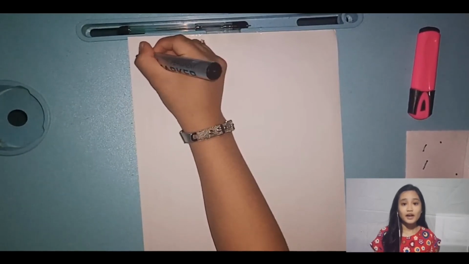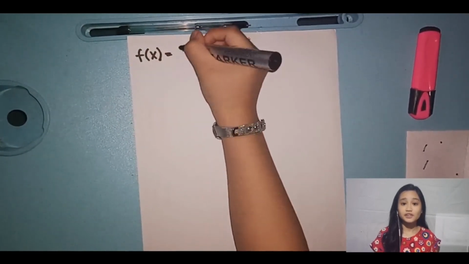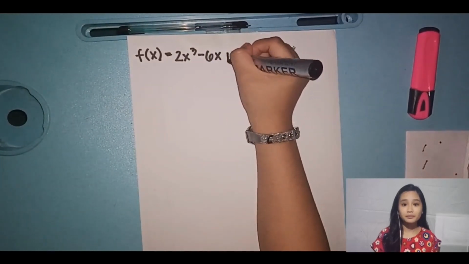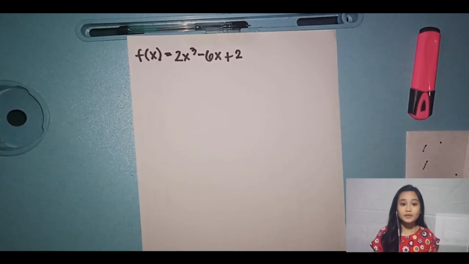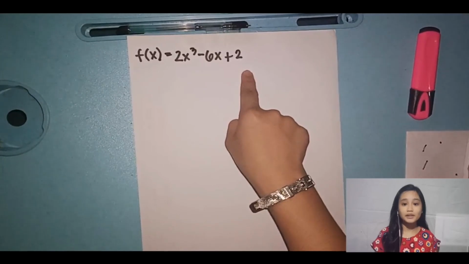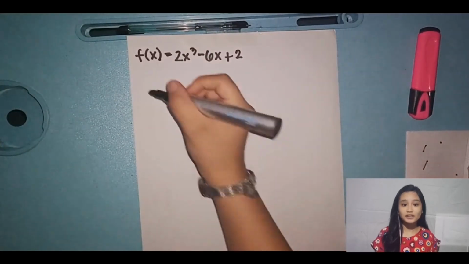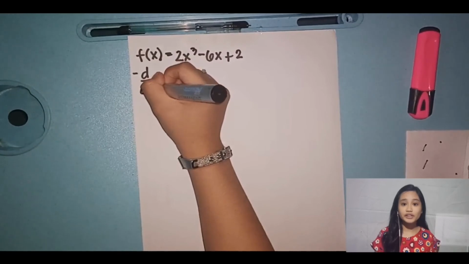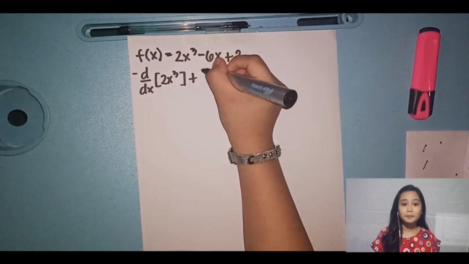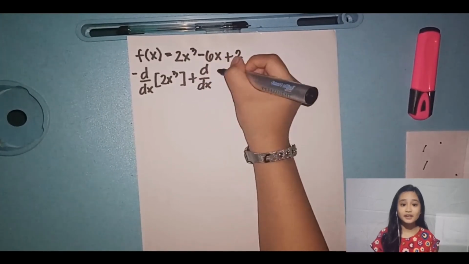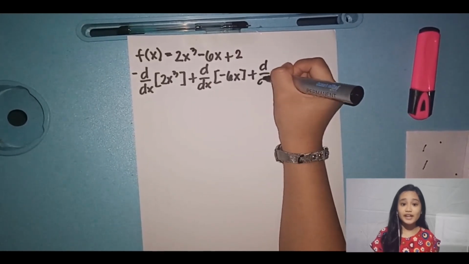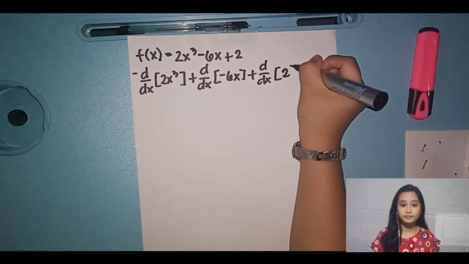So the given is f of x equals 2x cubed minus 6x plus 2. By the sum rule, the derivative of 2x cubed minus 6x plus 2 with respect to x is d over dx times 2x cubed plus d over dx times negative 6x plus d over dx times 2.